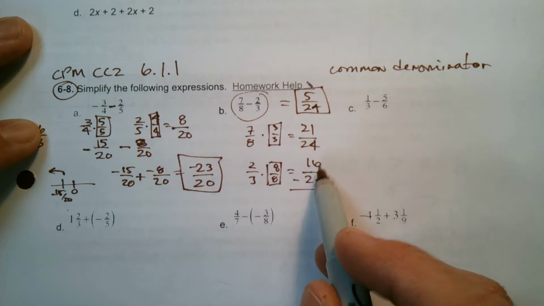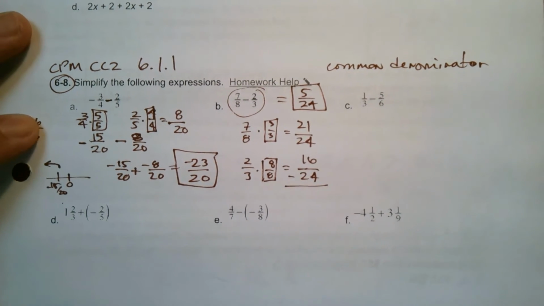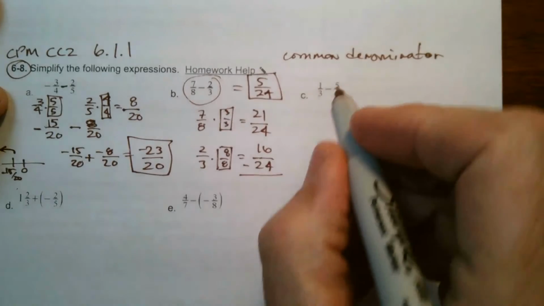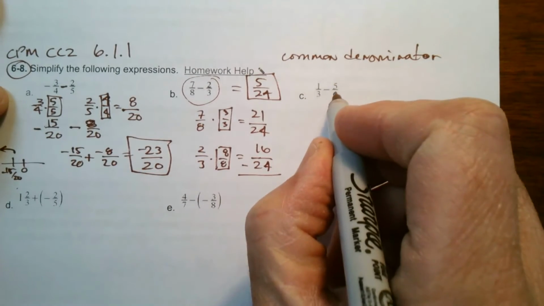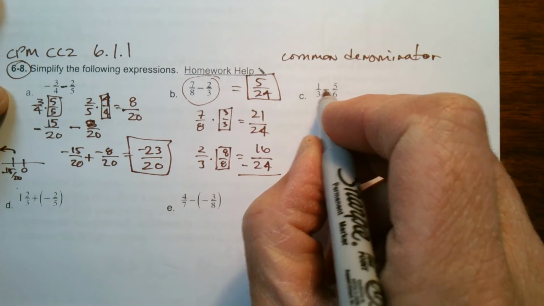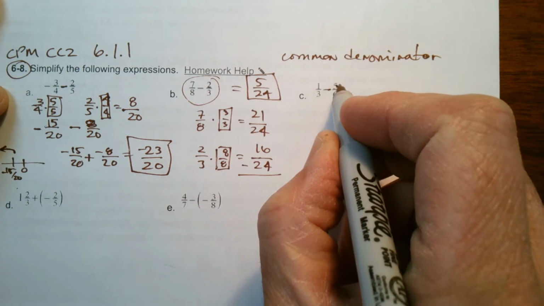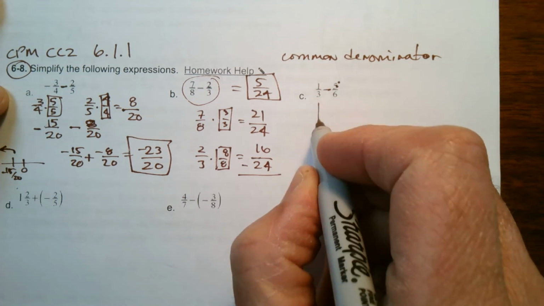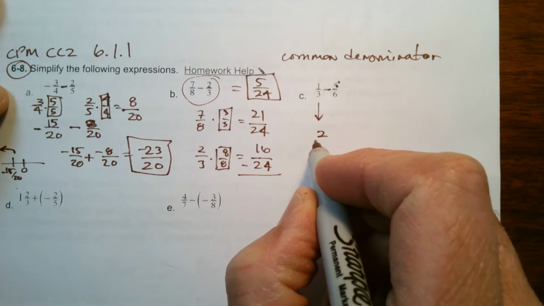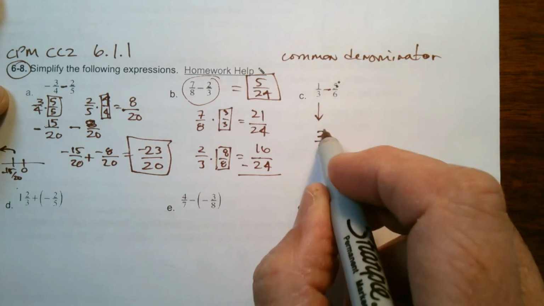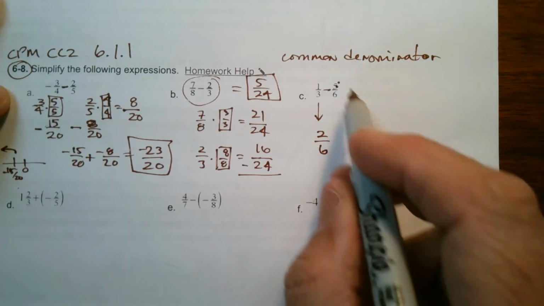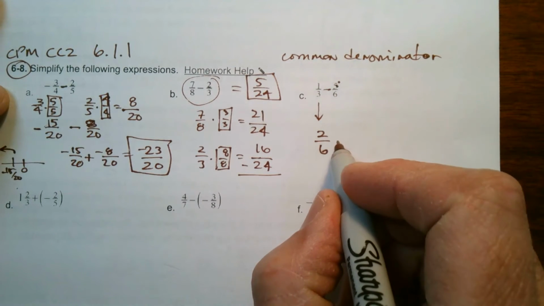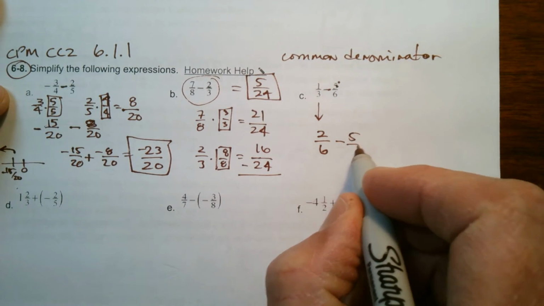21 minus 16 is 5, and then the 24, the denominator does not change. All right, we'll keep going. Here we have 1/3 minus 5/6. Well, I already have a 5/6, so I really want this 1/3 to be something over 6. So we can see that 1/3 is the same thing as 2/6, right? If I multiply by the giant one of 2/2 and then minus 5/6.